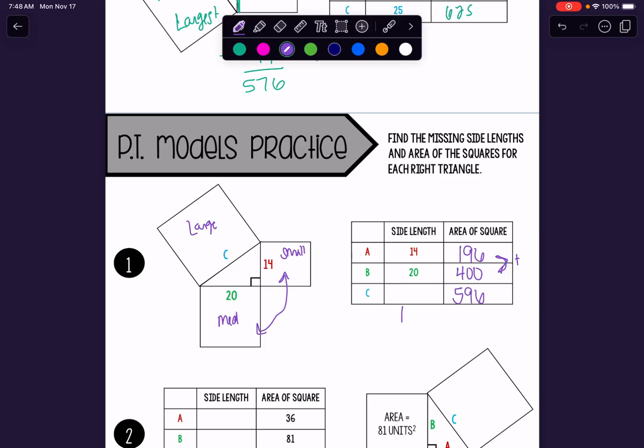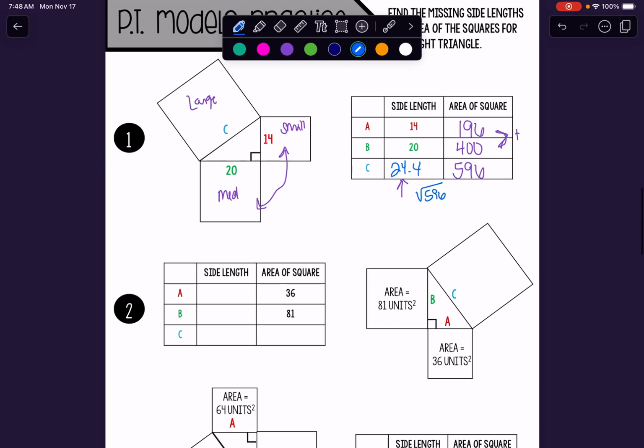Now, I want the side length, not the area. So to find that side length, I'm going to have to take the square root of 596, which gives me 24.4.